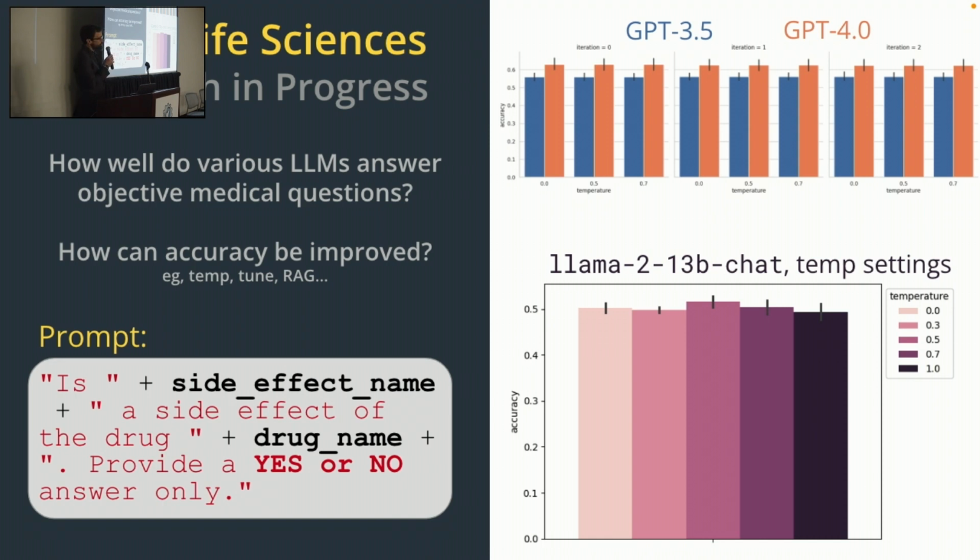He was trying to figure out if a language model could answer some objective questions about drug interaction. And we found it gets it right 50% of the time, which is not great for a personal AI assistant. So what can we do to improve that accuracy? Can we play with the temperature settings? Can we tune it? Can we RAG it? Can we find the right RAG retrieval mechanisms? Are there differences in the retrieval mechanisms that we need to consider?